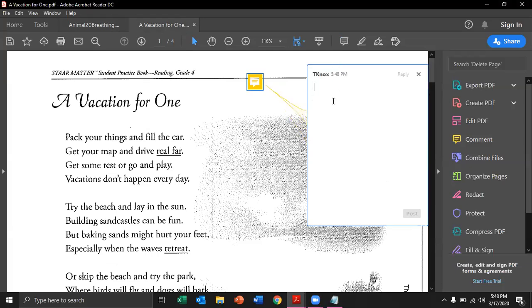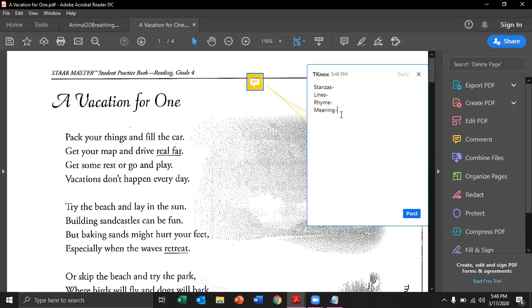And because this is a poem, we have to think about the stanzas, which we know are like the paragraphs in regular fiction or nonfiction. They're called stanzas in poetry. We have to talk about the lines. We have to talk about the rhyme, and then we have to talk about the meaning of the poem.